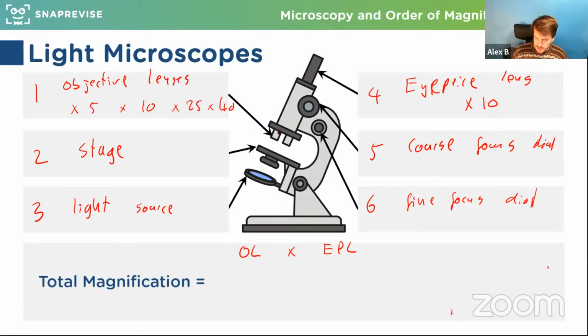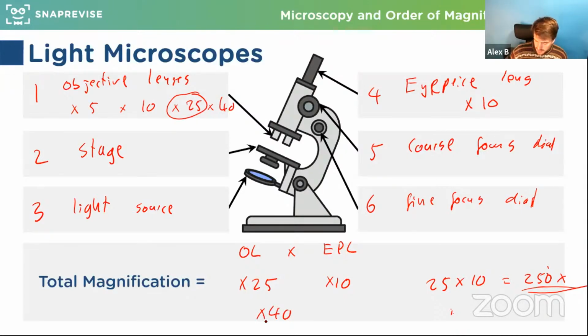So say we were using, because you can select a few different versions of these, say we're using our times 25 objective lens. And then our eyepiece is basically always 10. We just multiply these two magnifications to give us our overall magnification. So 25 times 10 equals 250 times magnification. And that'll be our magnification with that one. If we used a 40 objective lens, we would have 400 times magnification, and so on. Relatively straightforward calculation.